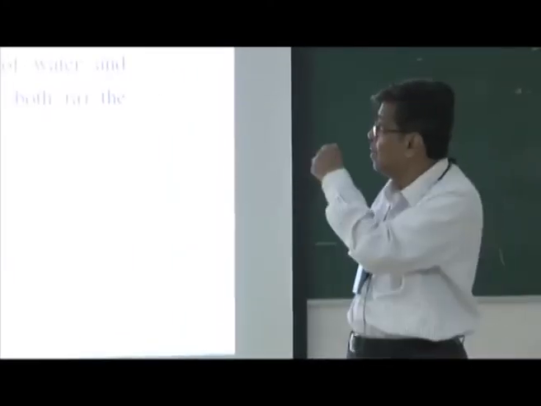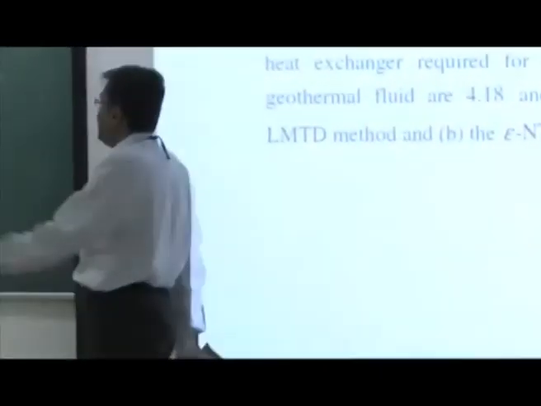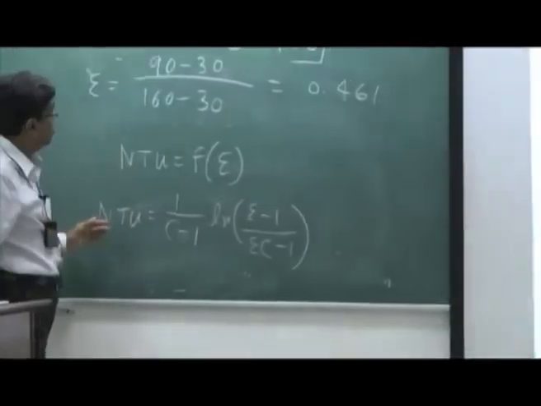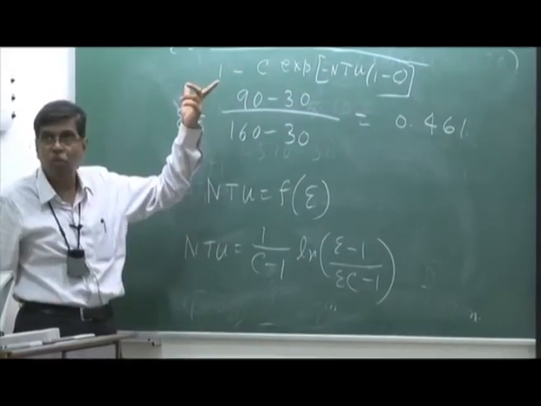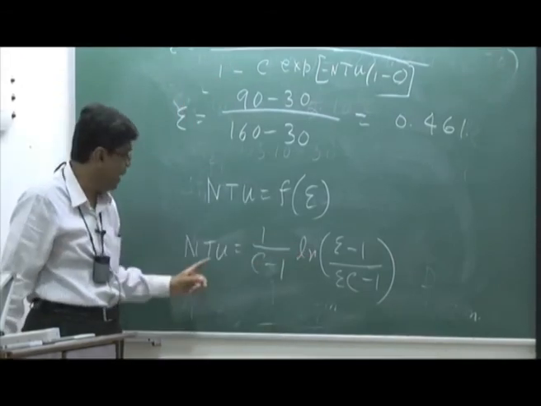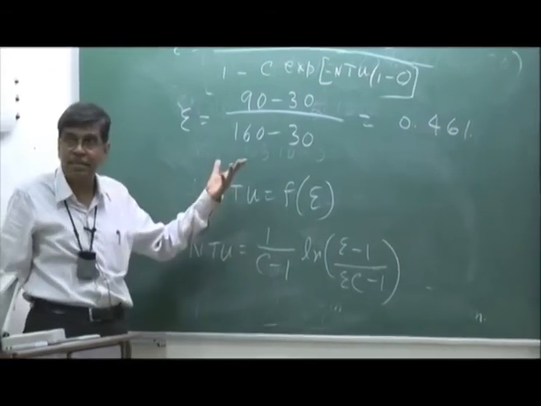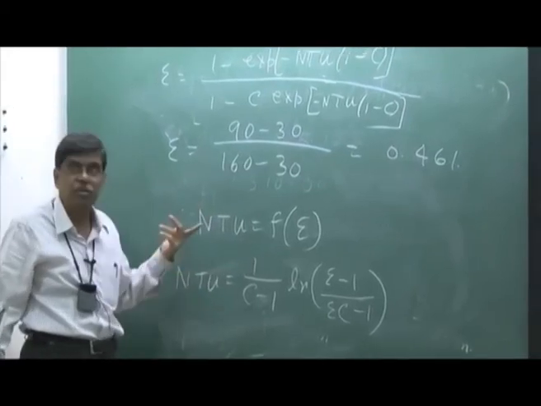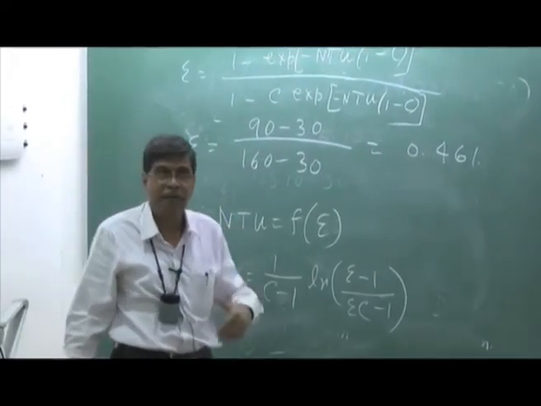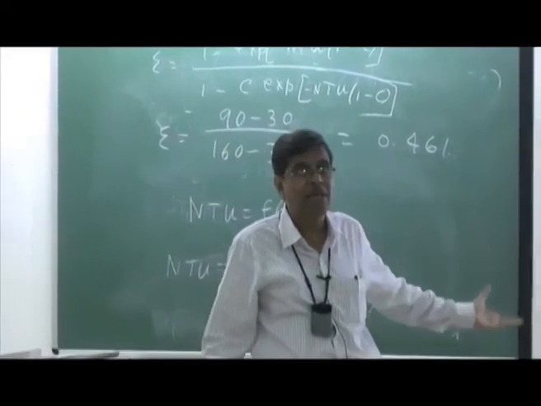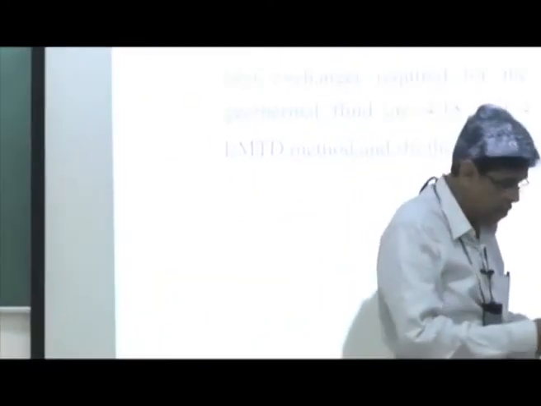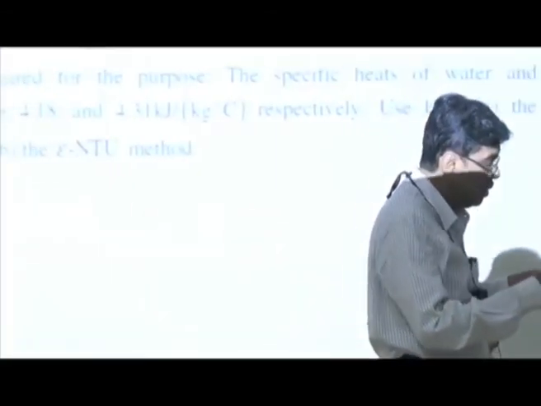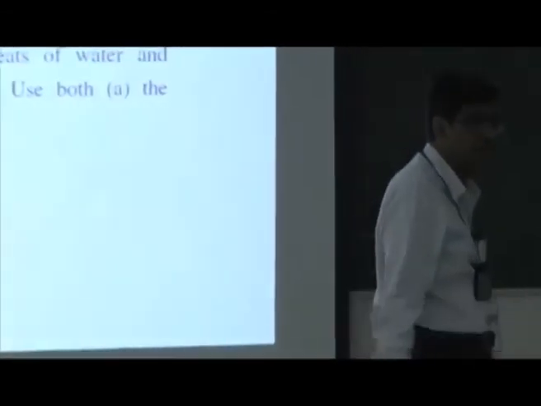But luckily, with a little labor, one can rearrange this function to do that. NTU is this. Now, when epsilon is known, 0.46, you just put it and the ratio C min by C max, or C, you know, and you straightforward find out NTU and find out area. Area will come exactly the same 6.12 meter square and L will be that one which I got, 129.87 meters.